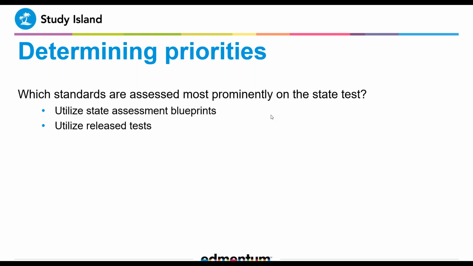If there are going to be 10 questions on main idea, then it's really important to make sure that your students understand and can identify the main idea. And to find that information, generally on the state DOE websites, you can utilize those state assessment blueprints and also the release tests to see what the question makeup is and what it likely will be.